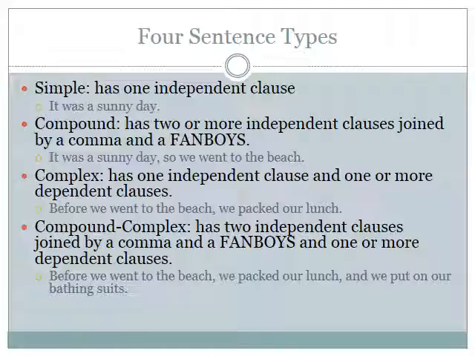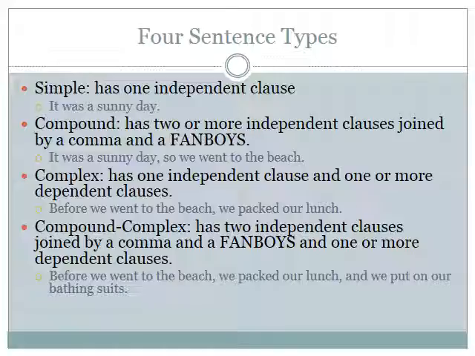Now in the second one, we have compound sentences. And a compound sentence is two independent clauses connected by a comma and a FANBOYS. So in this case, we have "it was a sunny day" is the first independent clause. "We went to the beach" is the second independent clause. And then we have a comma and the FANBOYS "so."